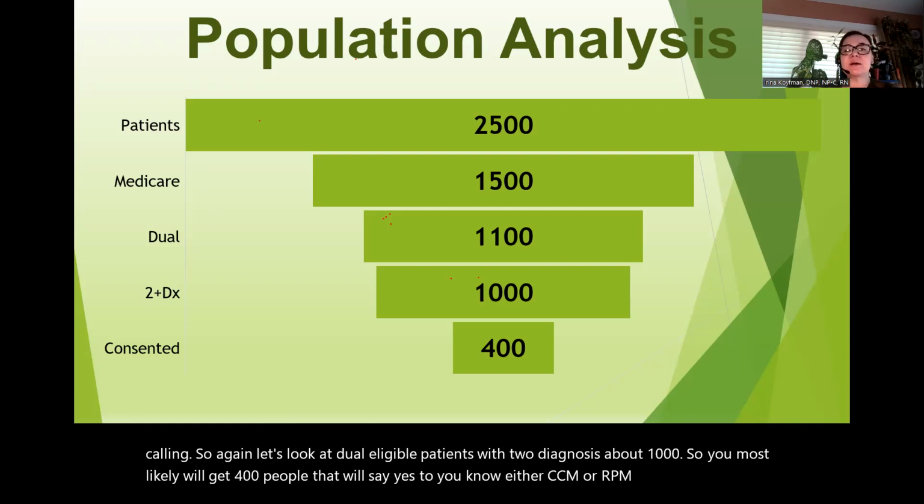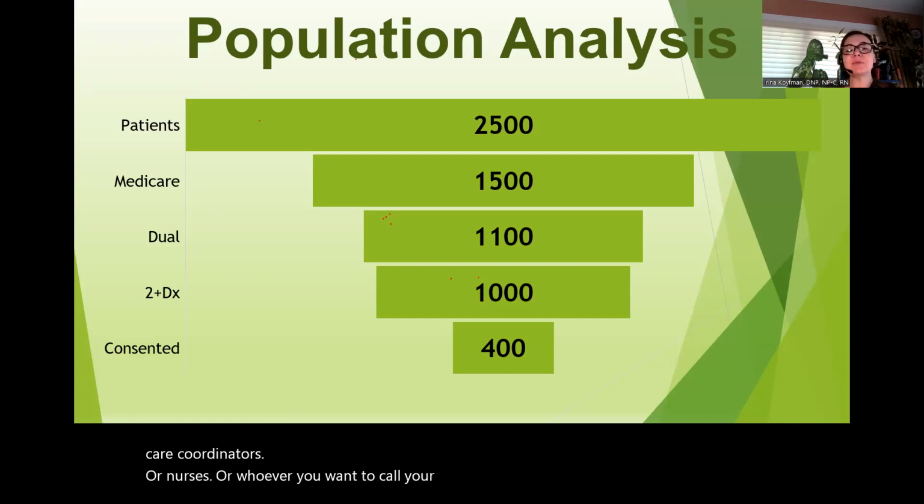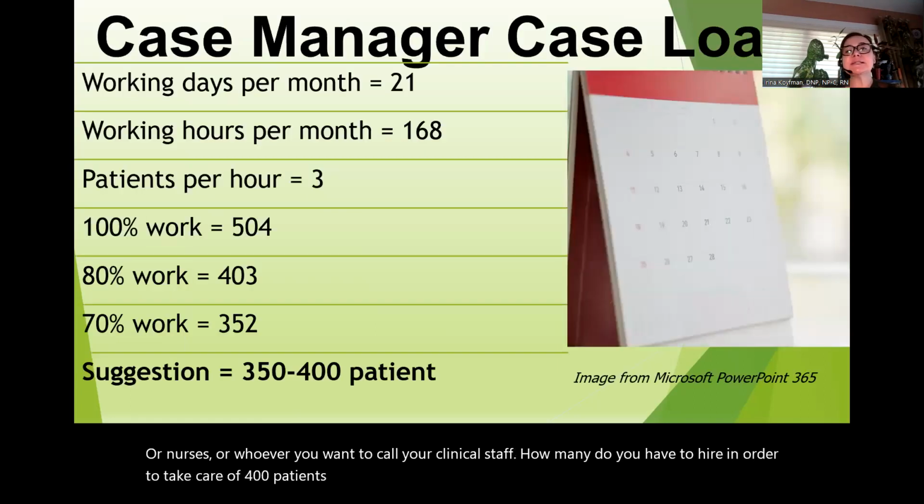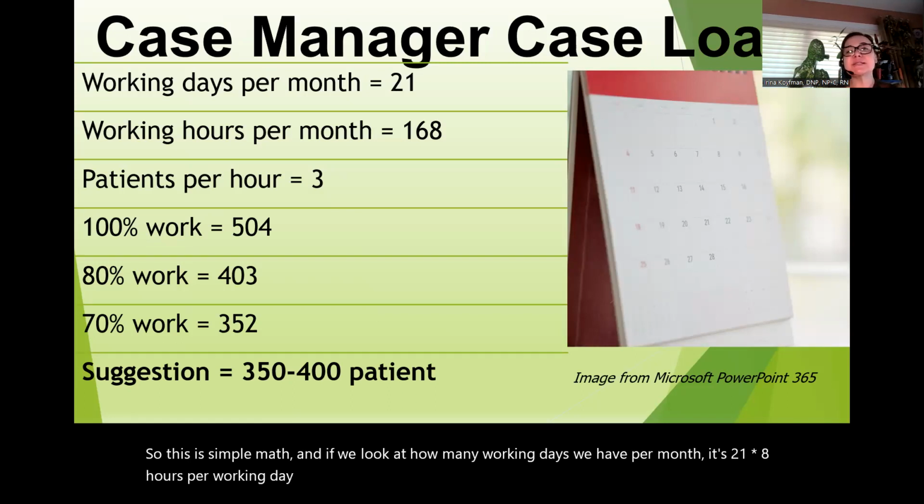Now that you understand approximately how the funnel works, let's think about how many care managers or care coordinators or nurses or whoever you want to call your clinical staff, how many do you have to hire in order to take care of 400 patients? So this is simple math. If we look at how many working days we have per month, it's 21 times 8 hours per working day, which comes to 168 hours per month.